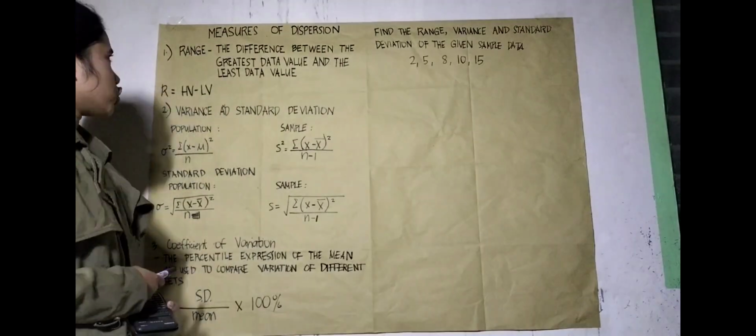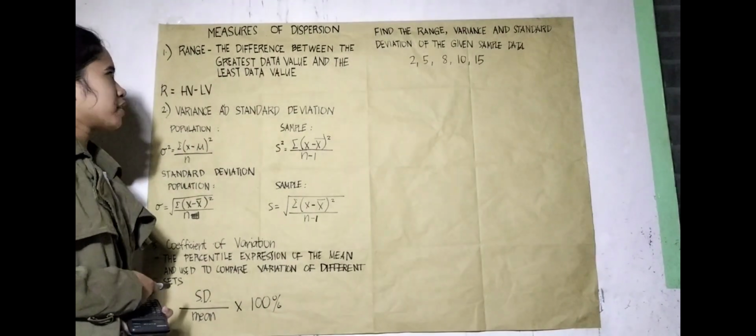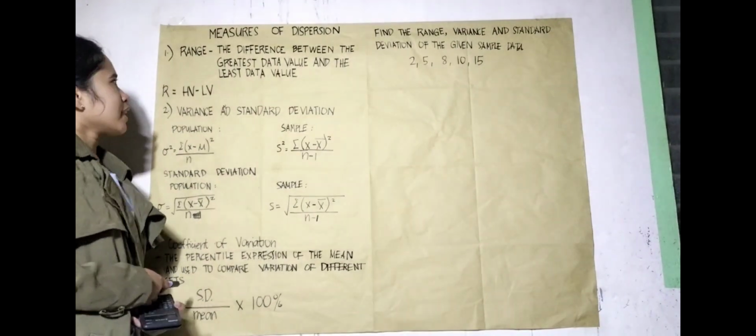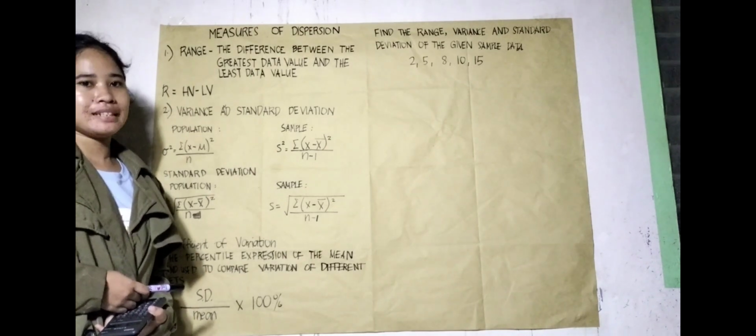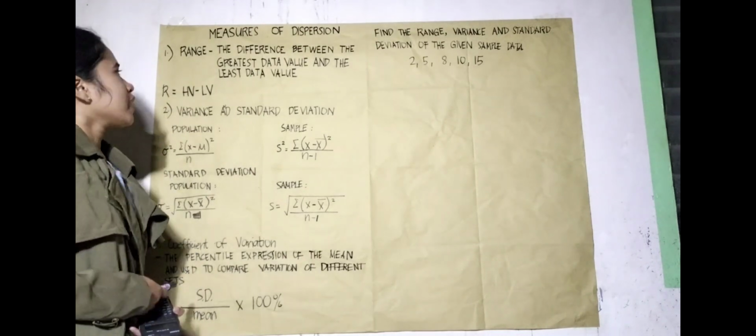So the first type of measures of dispersion is what we call range. The range is the difference between the greatest data value and the least data value. So the formula in finding the range is highest value minus the lowest value.